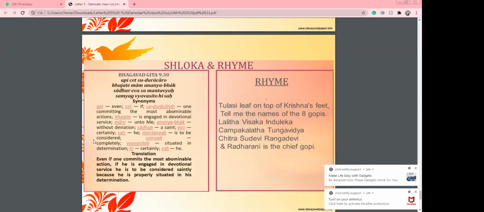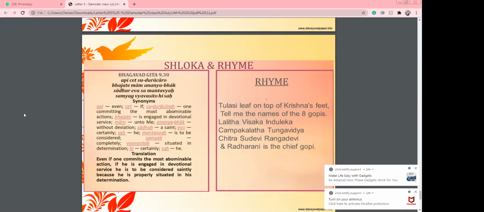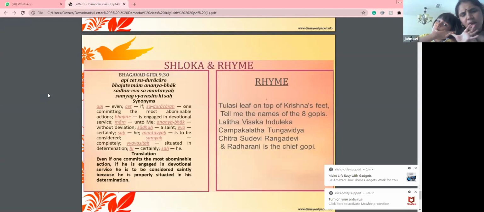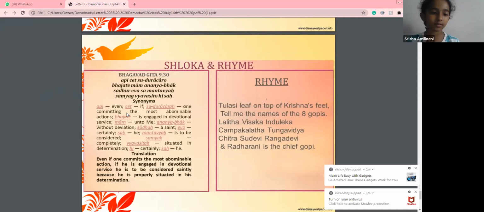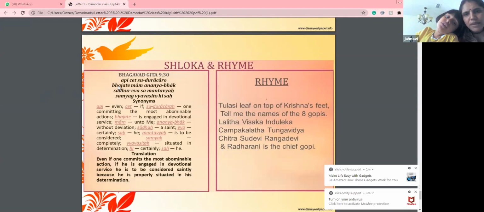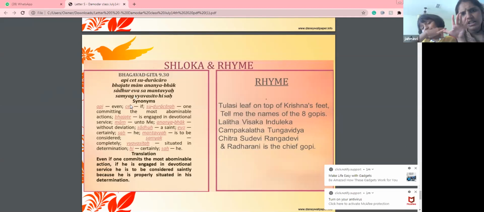One more time, okay? Api cheta suduracharo bhajate mam ananya bhak. Sadhur eva samantavyah samyag vyavasito hi sah.